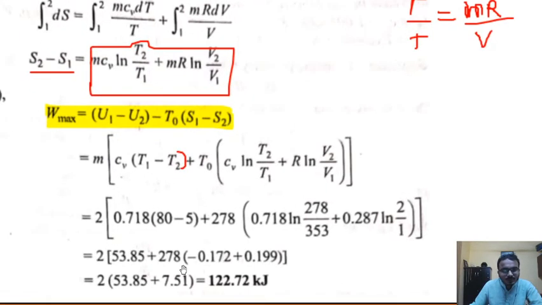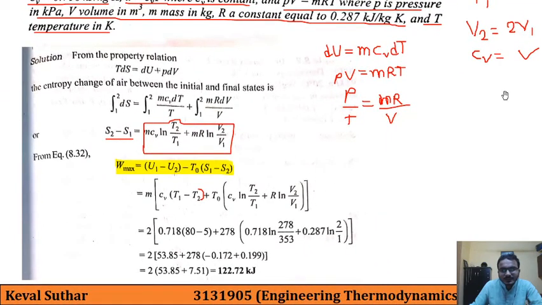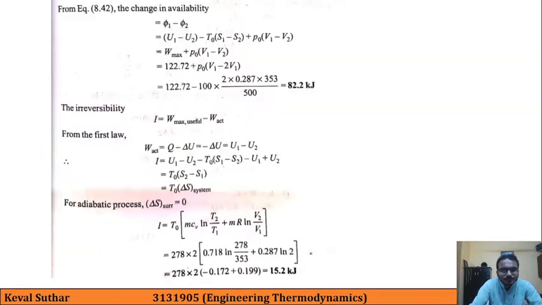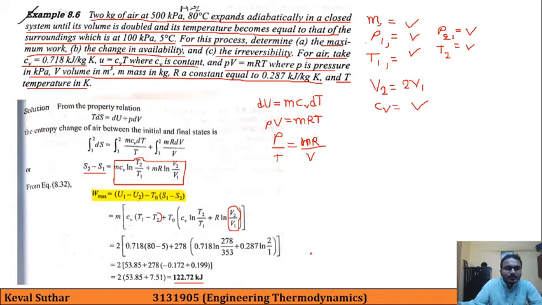So as we all are aware of all these values except this volume ratio, and here we are getting the ratio as 2/1. So here we are getting W max, that is this value.